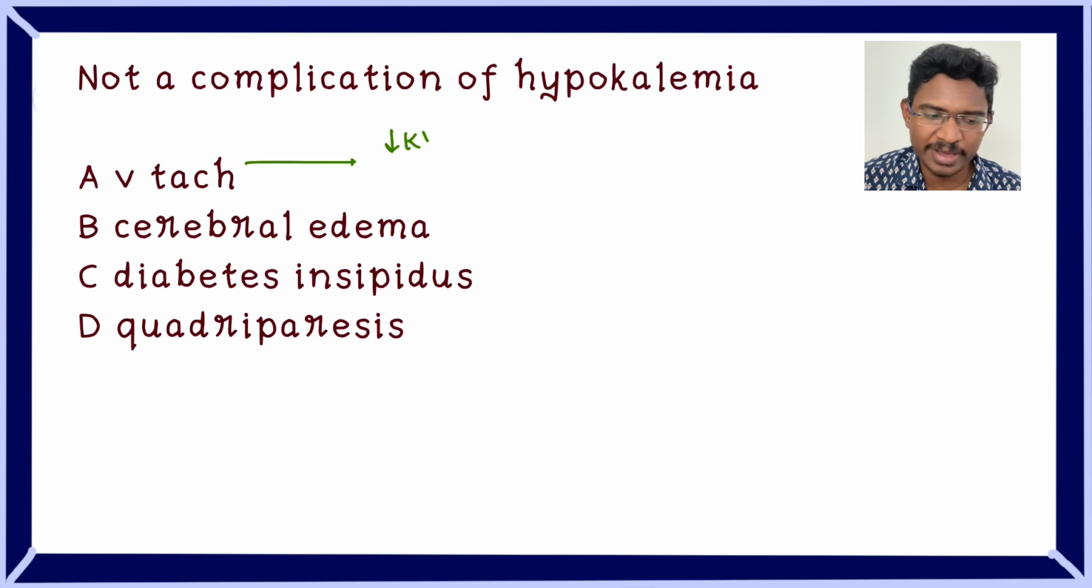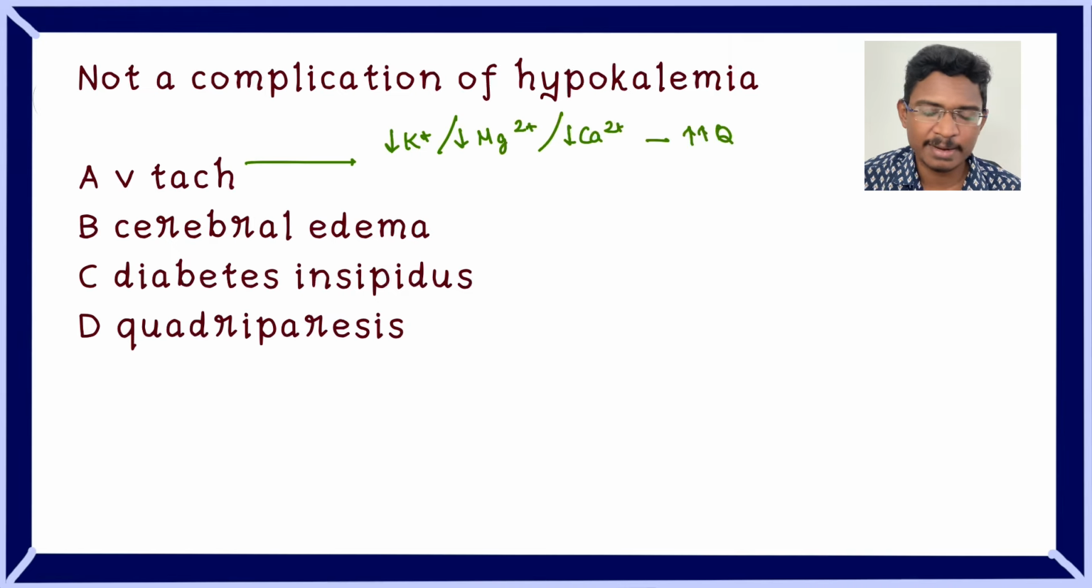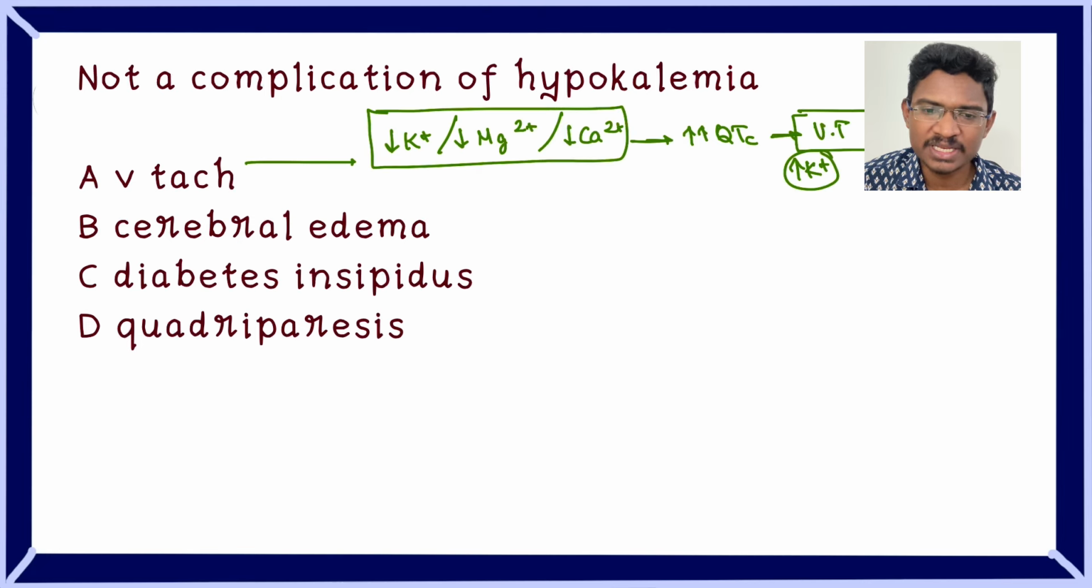Next: which is not a complication of hypokalemia? VTAC, cerebral edema, diabetes insipidus, quadriparesis. This also we discussed. Cerebral edema is always a complication of hyponatremia. As for VTAC, hypokalemia, hypomagnesemia and hypocalcemia, all these electrolyte abnormalities can cause QT prolongation, due to which VTs can originate. Hyperkalemia can also cause ventricular tachycardia by prolonging the QRS, resulting in a sine wave pattern and VT. So these are the electrolyte abnormalities causing VT. This is most important because they are reversible causes of VT.